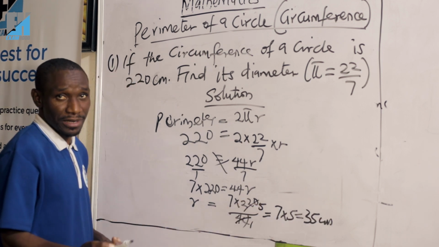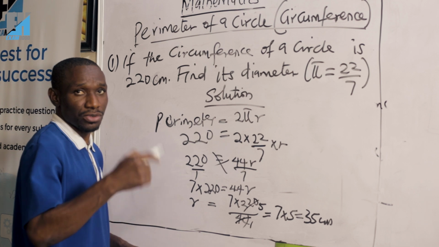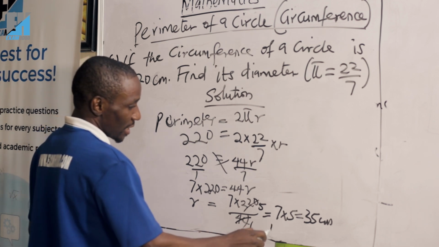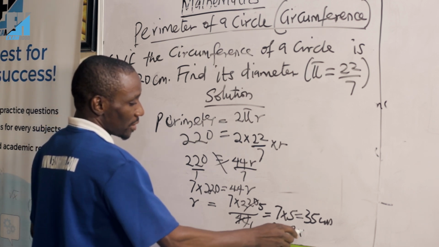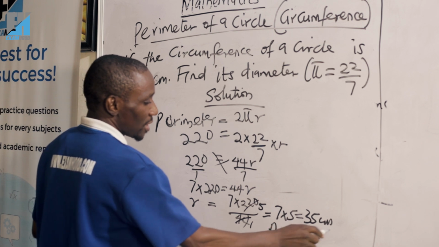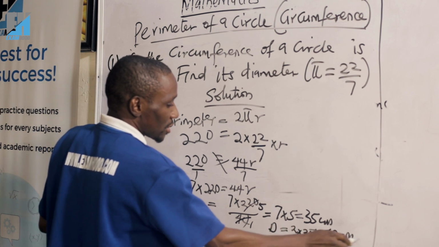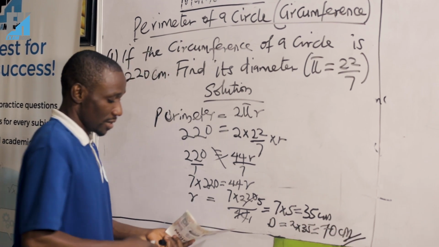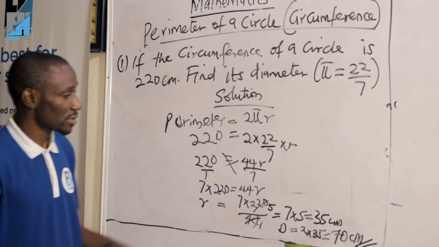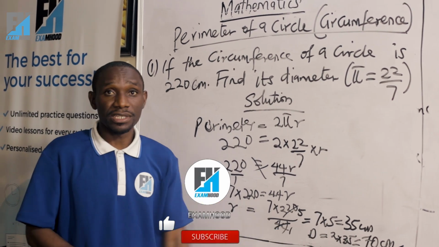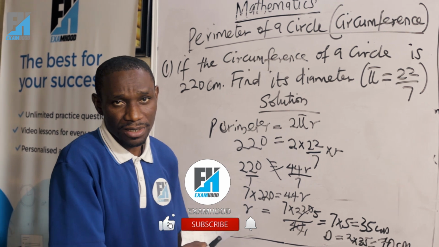So for you to get the diameter now, remember that diameter is 2 times radius. So diameter will give you 2 times the radius, which is 35, and that will give you 70 centimeters. So your diameter, according to this question, is 70 centimeters. So this is your final answer.